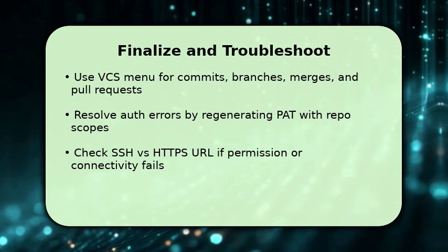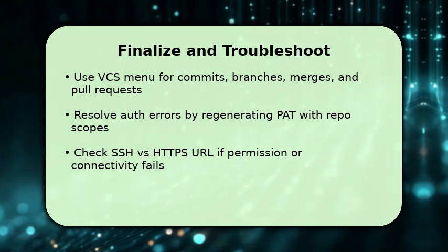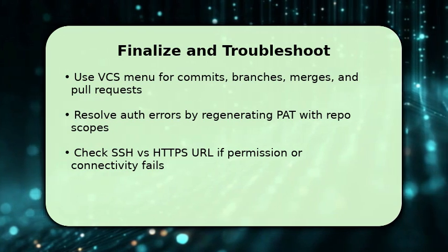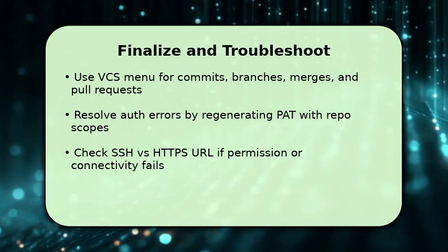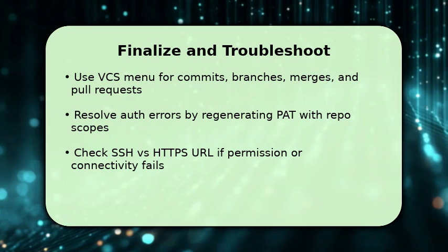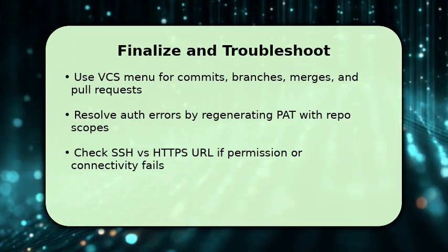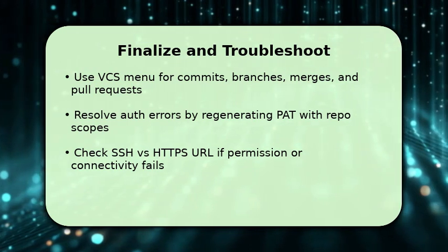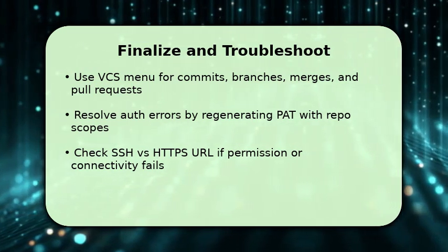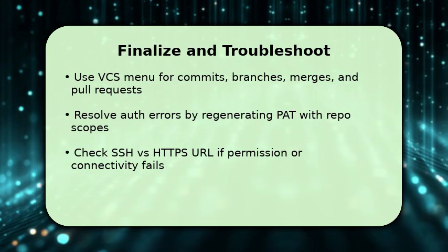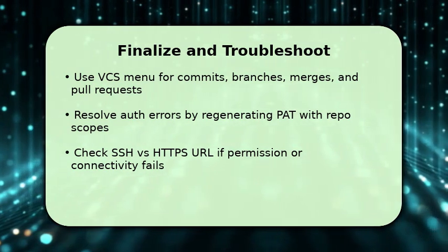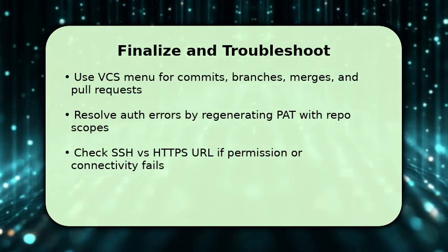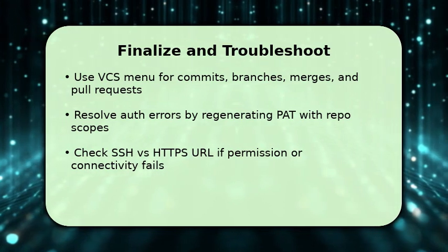Make sure your branch is pushed and pull the latest to avoid merge conflicts. If authentication fails, regenerate a PAT with repo and workflow scopes, update it in Settings, GitHub, and retry. Also, make sure you use the matching protocol. If you prefer SSH, add your key to GitHub and change the remote URL accordingly. This often fixes permission or connectivity errors.